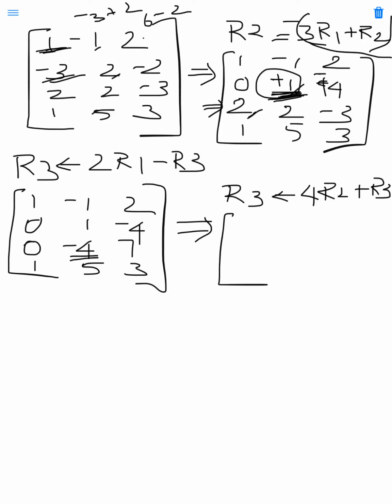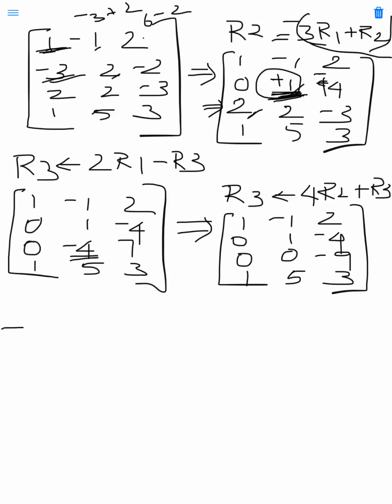So you can first write all the, that is first two rows you can write as such. 2 0 1 minus 4 0. 4 R2 is 4 minus 4, it is 0. Then minus 16 plus 7 minus 9, and again last one you can write like that itself, 1 5 3.